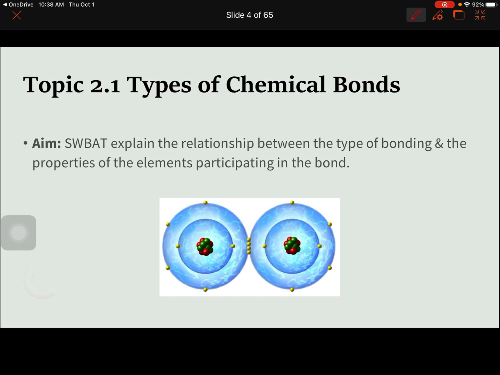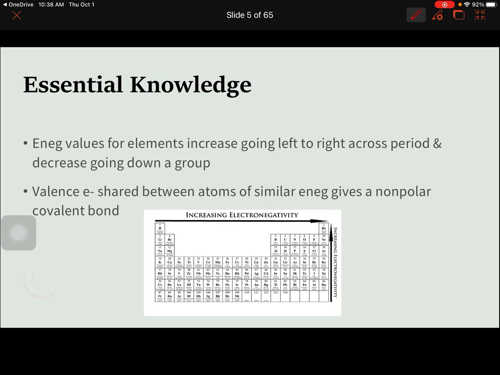You will be able to explain the relationship between the type of bonding and the properties of the elements participating in the bond. Knowledge that you need according to the College Board Guide is that this is review from the last unit. Electronegativity values for elements increase going from left to right across a period and then decrease going down a group.